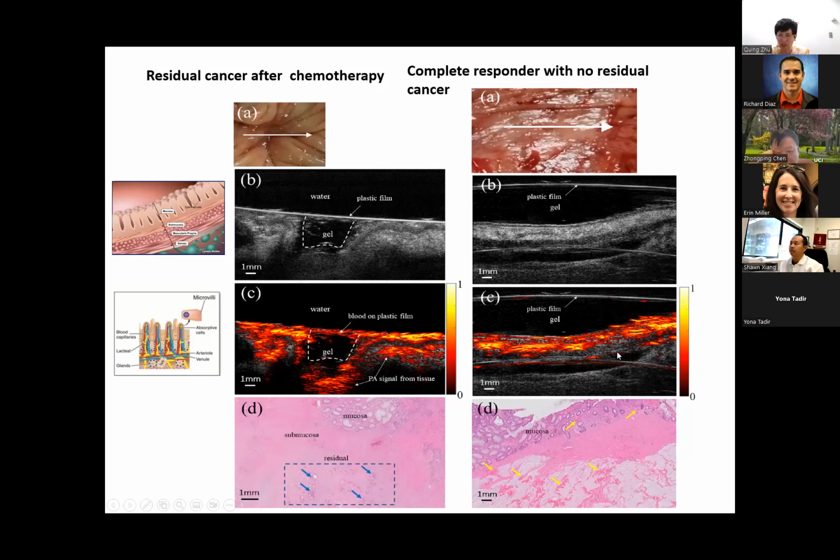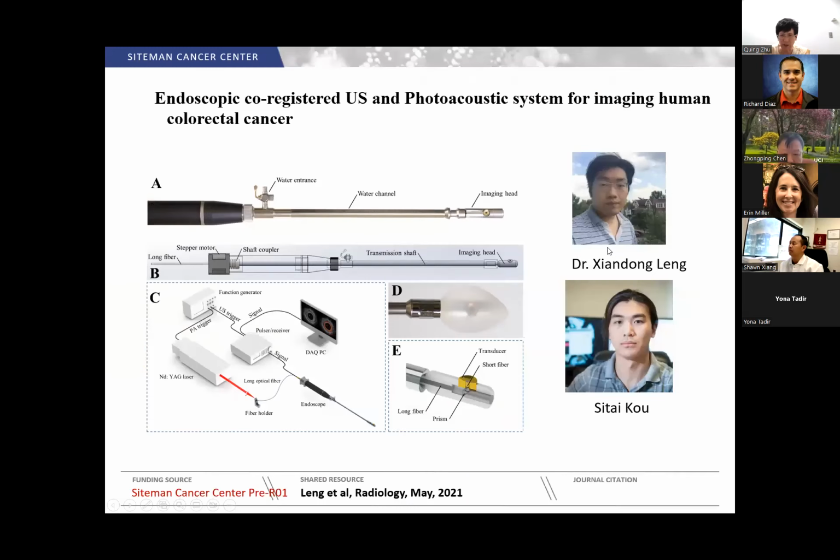So this is very encouraging. It shows that if we use normal as a sort of reference, based on the normal ultrasound and normal photoacoustic layered structure information, either morphology from ultrasound or vasculature from photoacoustic, we might be able to do better compared with ultrasound only, and also do better than MRI.